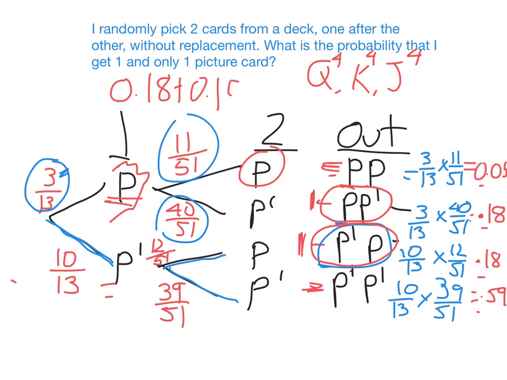Now, notice that in any tree diagram, all of these outcomes will be mutually exclusive. You can't have more than one of them. I can't get a picture card, then a non-picture card, and at the same time get a non-picture card, then a picture card. So all of these outcomes here are mutually exclusive. So the probability that I get one and only one picture card, I can just add the 2 probabilities together. I don't need to worry about the probability they both occur. And so the answer I get is about 0.36.